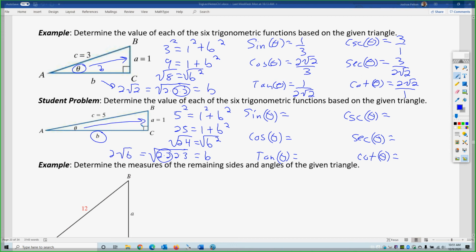Okay, so opposite is 1. So opposite over hypotenuse, adjacent over hypotenuse, and opposite over adjacent. Cram it in there here. So we can flip them over to get the other ones, reciprocate. Okay. Alright, let's try the last example.